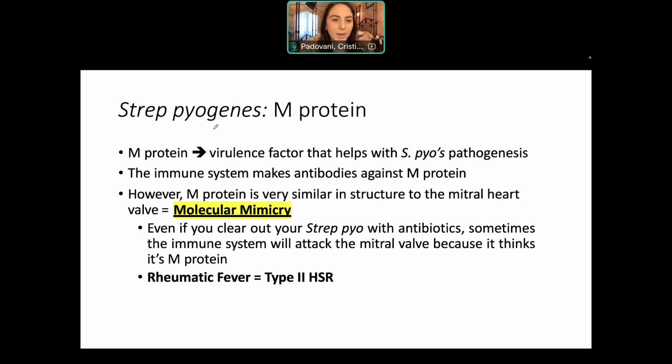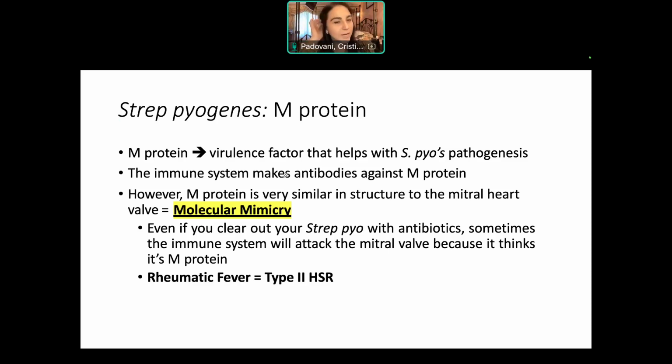Another protein to pay attention to with strep pyogenes, not its superantigen, is the M protein. M protein is a virulence factor. Remember, virulence factors are things that help bacteria with their pathogenesis to be a virulent organism. The immune system makes antibodies against M protein. So someone gets infected with strep pyogenes, this is your group A strep, your strep throat, and makes antibodies against it. And now we have these antibodies against M protein.